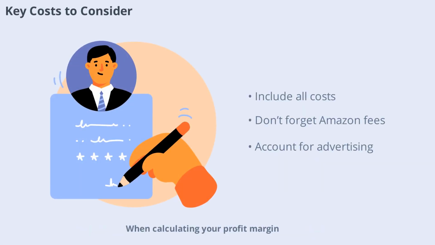When calculating your profit margin, it's important to include all relevant costs. These typically include the product cost, what you pay to manufacture or purchase the item, shipping costs to Amazon or directly to the customer, Amazon fees such as referral, FBA, and storage fees, and advertising costs like PPC campaigns or promotions. Missing any of these can lead to inaccurate profit calculations and unexpected losses. Always make sure you have a complete list of expenses before you start selling.